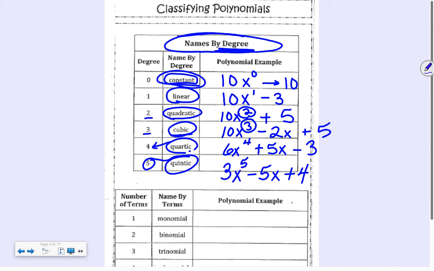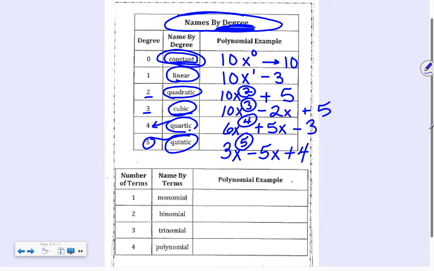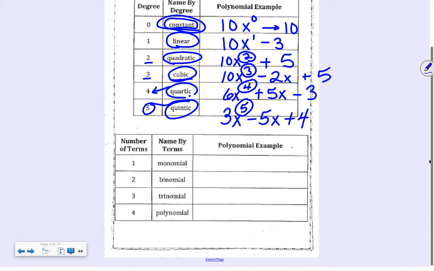There it is. All you care about is the highest power. The highest power tells you what degree it is. So you say this 4 is quartic, this 1 is linear, this 5 is quintic. That's all you have to say. Use the words. Come back to this table whenever you want. Okay, next up, classify the polynomial.